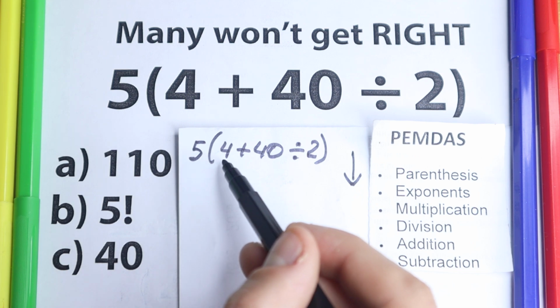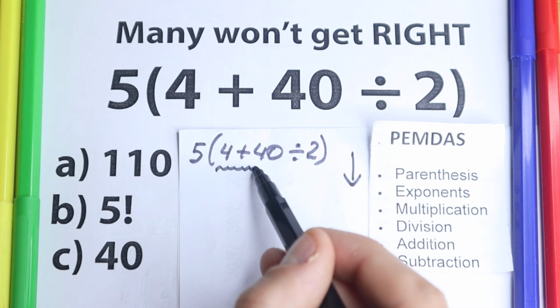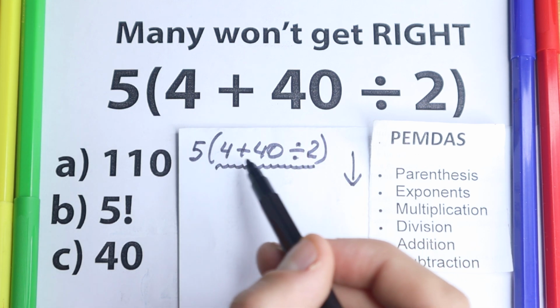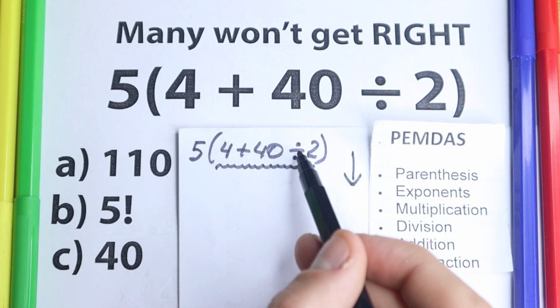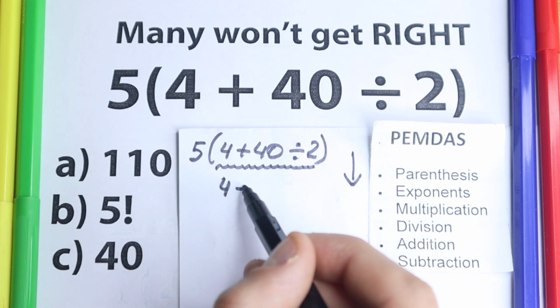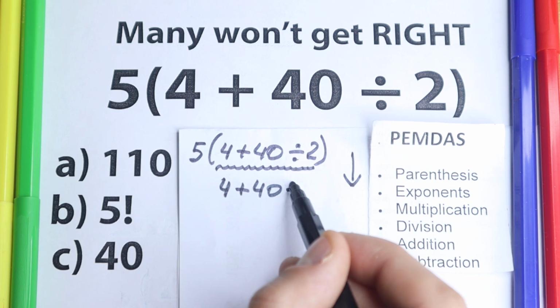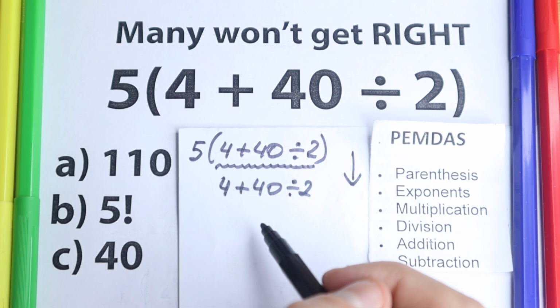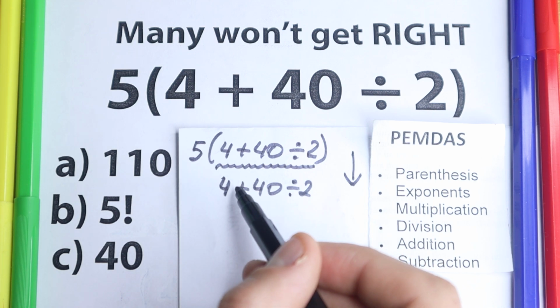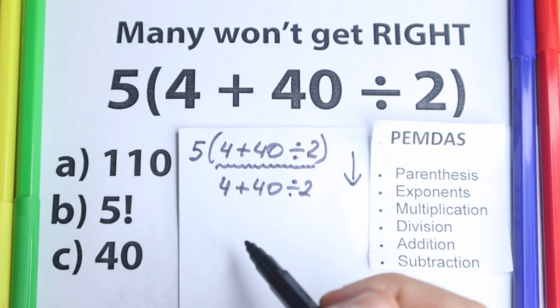Let's look at it. Yeah, we have parentheses right here. So the first step is to find the exact value of this expression. Add and divide, or divide and add. So I just rewrite this: we have 4 plus 40 divided by 2. This is our expression in the parentheses, and we have two combinations right here: add first, then divide, or divide first, then add.